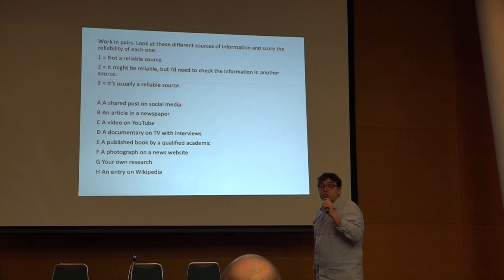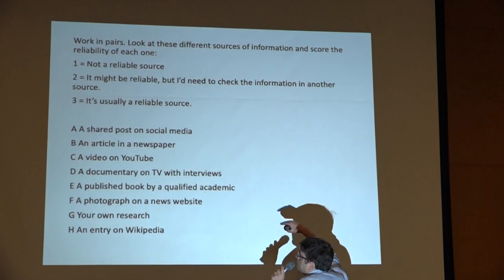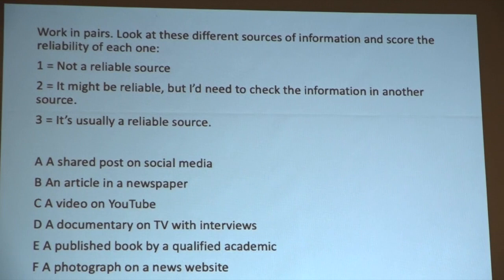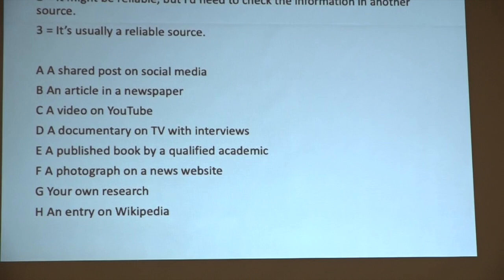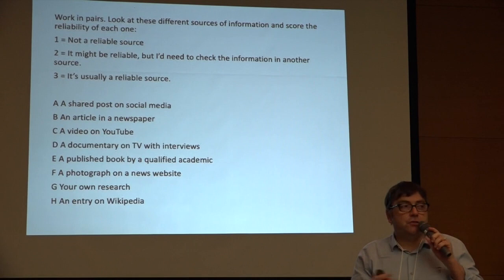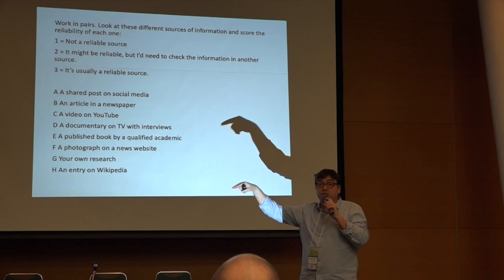So I give them this exercise. I give them a list of different sources. They score each one 1, 2, or 3: 1 if they don't think it's reliable, 2 if it might be reliable but they need to check, or 3 if they think it's a reliable source. So for A, they might put one, I wouldn't use that and quote it in my thesis or my dissertation, for example, because it's just a shared post. Though I might follow the link to its original source and see if it's okay.